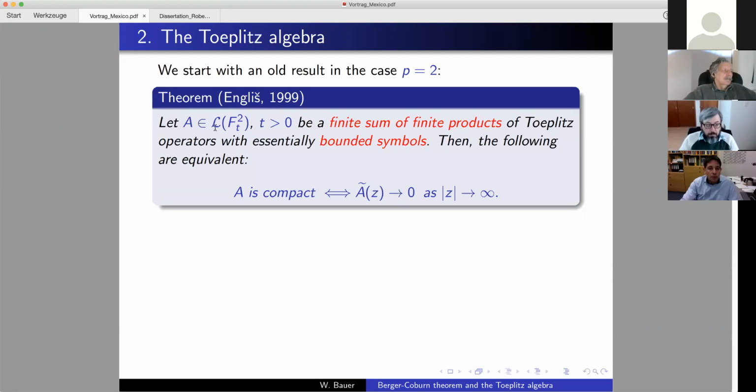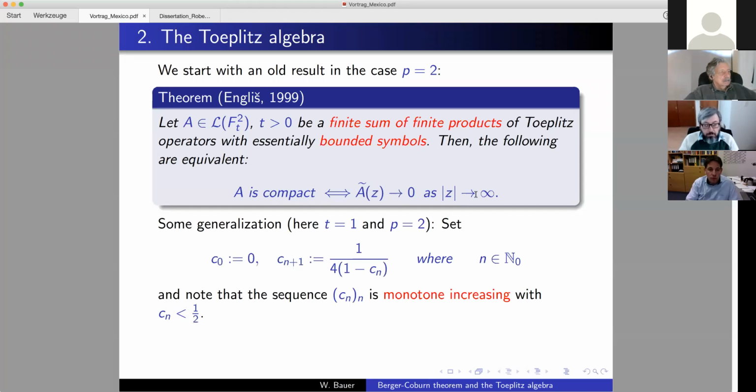So if you have a bounded operator on the 2 Fock space, and if this is a finite sum of finite products of Toeplitz operators with essentially bounded symbols, then you have the following equivalence. The operator is compact if and only if the Berezin transform vanishes at infinity. So compactness for this type of operator, you can read from the behavior of the Berezin transform at infinity. Here I want to explain a first generalization of this result to some larger class of operators. I only want to explain it in the case T equal 1 and the Hilbert space setting P equal 2, but this is not such an essential restriction. So I choose a sequence of real numbers.